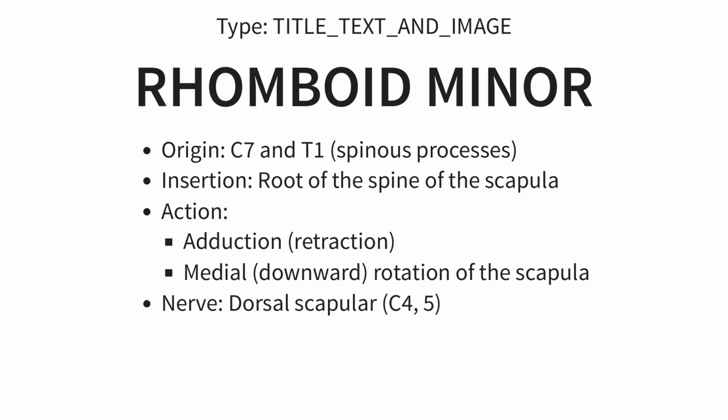The rhomboid minor muscle originates from the C7 and T1 spinous processes and inserts at the root of the spine of the scapula. Its actions include adduction, retraction, and medial, downward rotation of the scapula. It is innervated by the dorsal scapular nerve, C4-5.